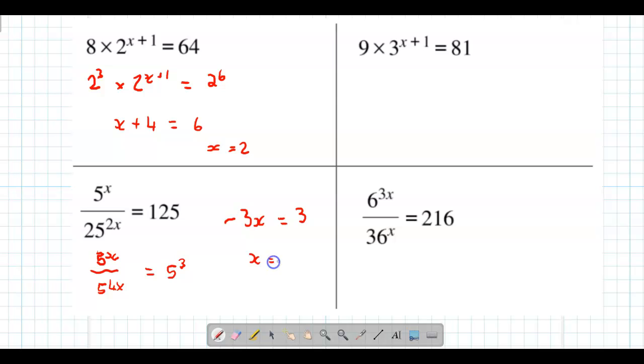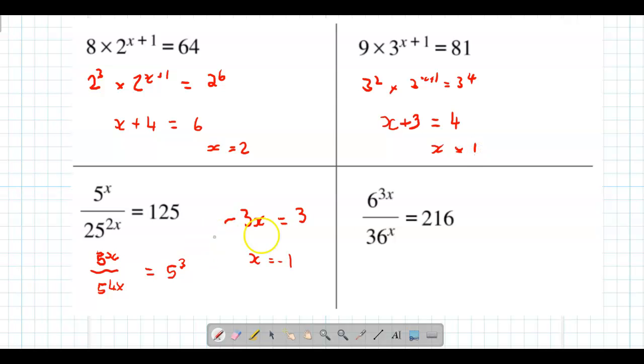So just putting together all our rules. Again, pause it now if you want to do these on your own. So this is 3 squared. This is 3 to the power of 4. And this is 3 to the power of x plus 1. So I'm going to add these two together to get x plus 3 is equal to that 4. And so x equals 1.